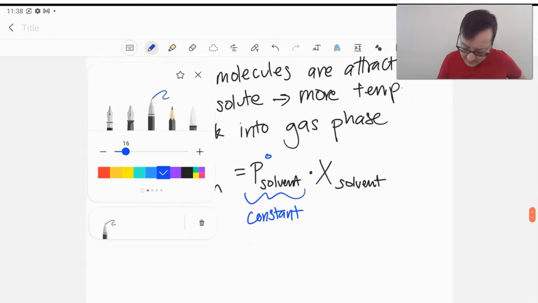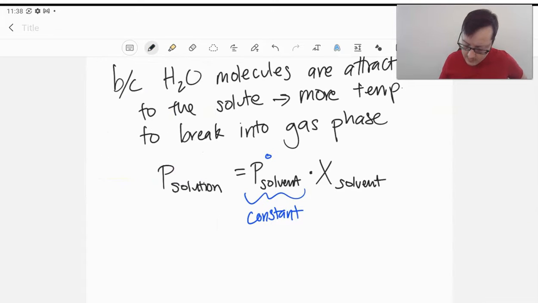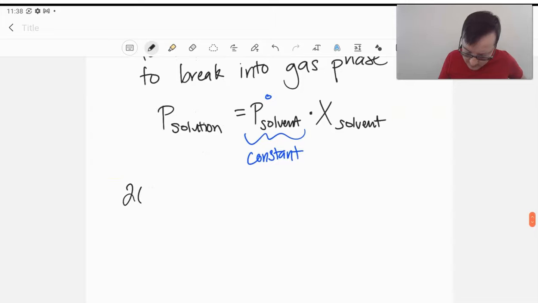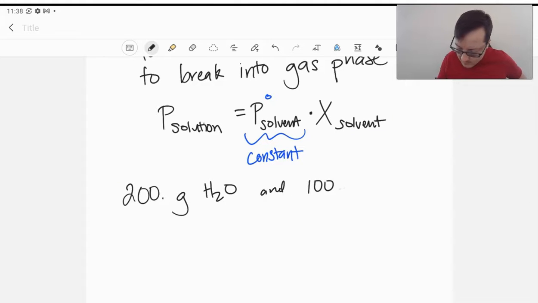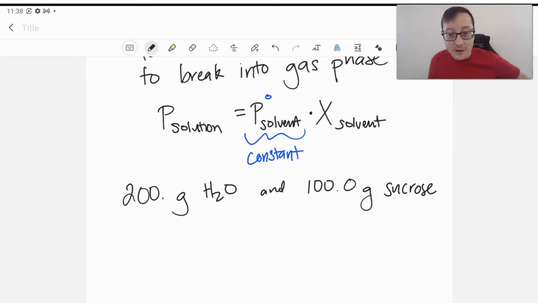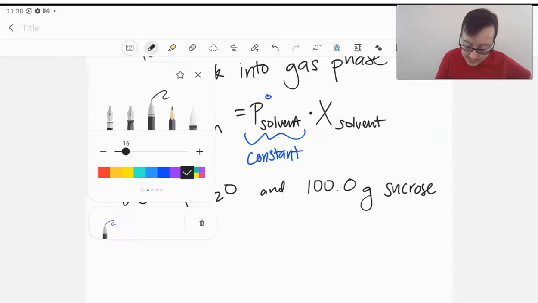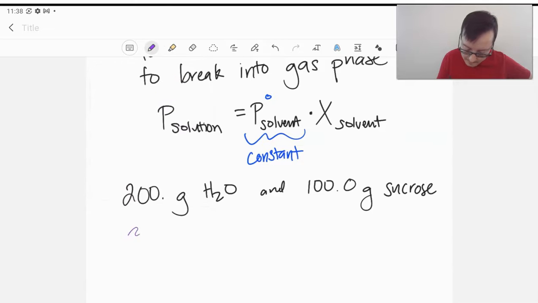And so if we take an example, let's say we have 200 grams of water and 100 grams of, what's a good one? How about sucrose? What's also important here, by the way, the solute must be what's called non-volatile.